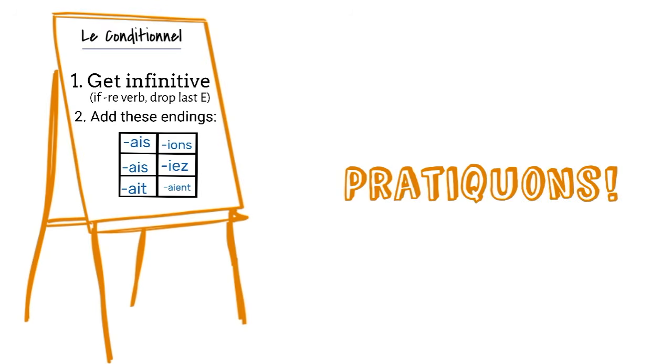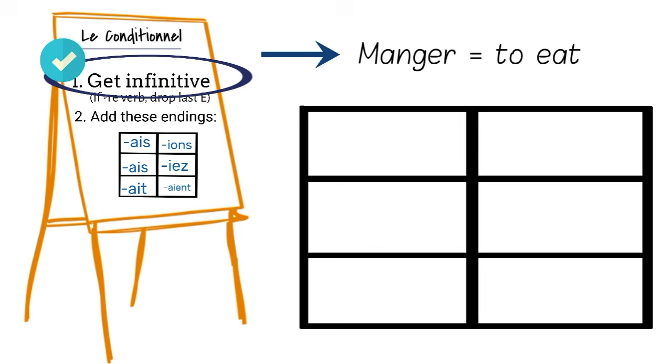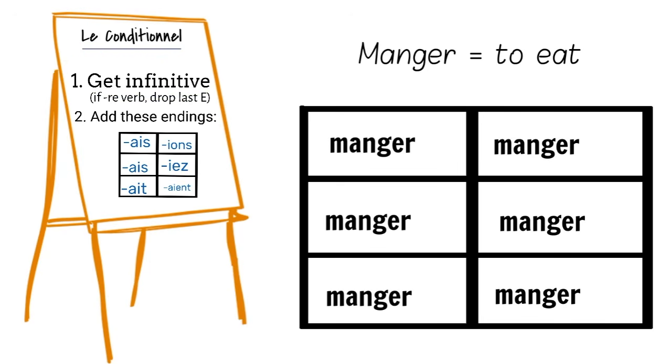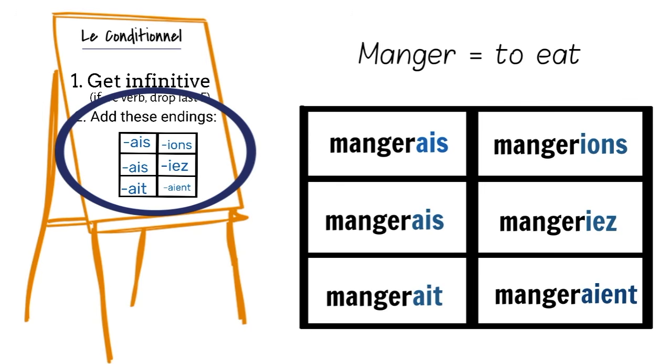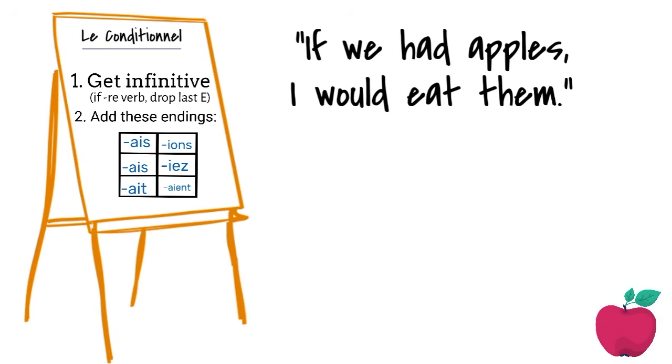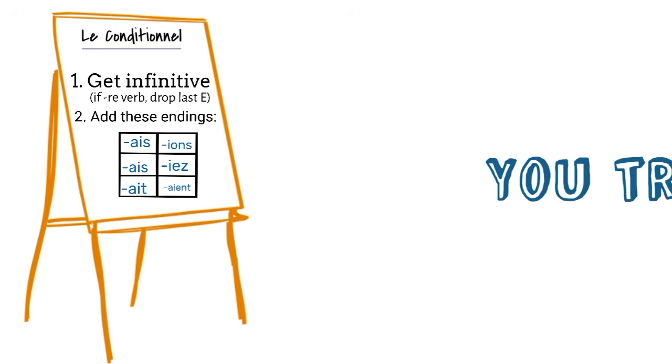Let's practice. The verb manger means to eat. Step 1, get the infinitive, which is very simple, it's right here. And then with that in the chart, we add the endings, AIS, AIS, etc. So that gives us this chart. Notice the pronunciation. Je mangerais, tu mangerais, il mangerait, nous mangerions, vous mangeriez, elle mangerait. So to say, if we had apples, I would eat them, would be si nous avions des pommes, je les mangerais.